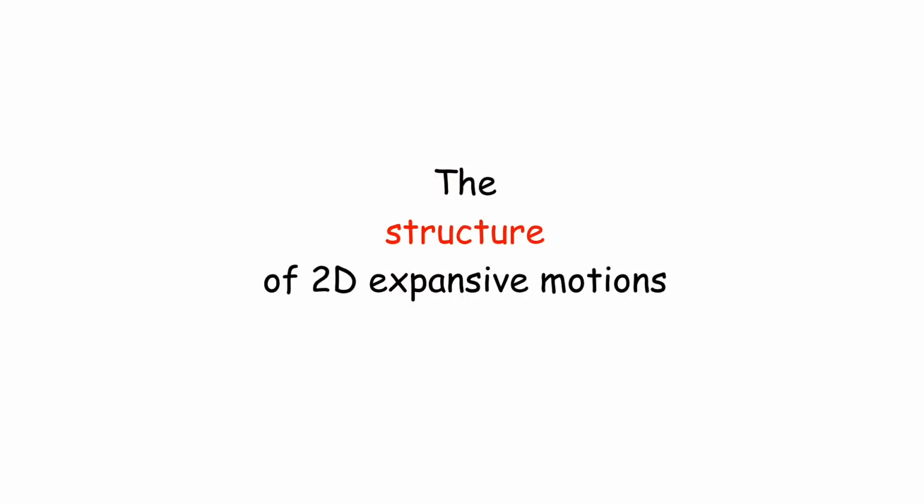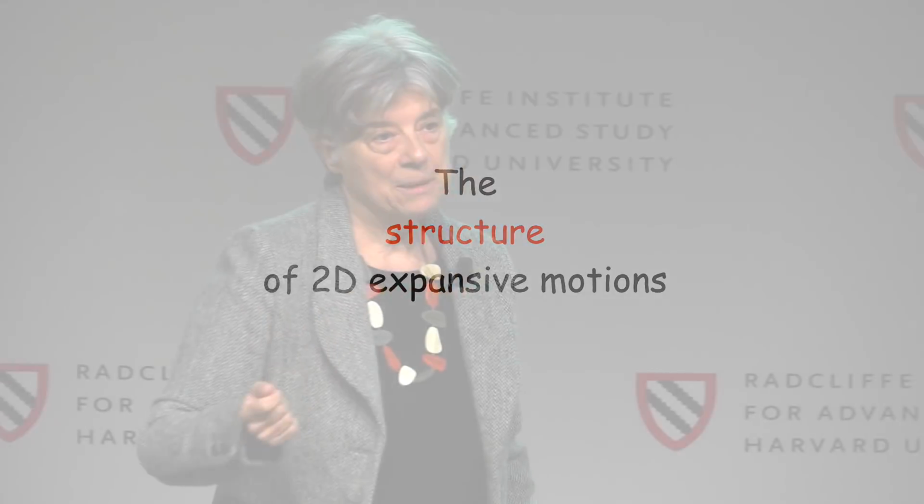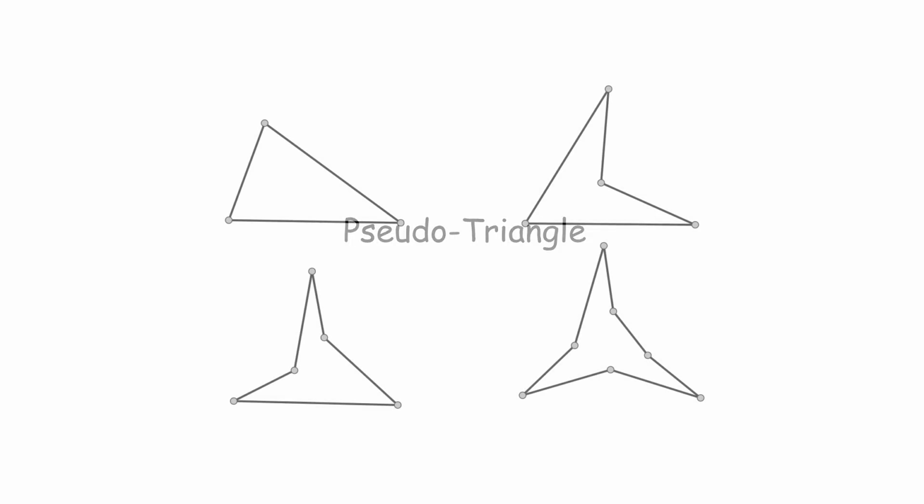Good, so these are the definitions. I gave you some very simple examples, but the reality is that we fully understand these structures. So let me tell you quickly about the structure of 2D expansive motion. And I need to introduce one more concept, pseudo-triangle. So we see here a triangle. Everybody knows what a triangle is. We have seen this little object. It's a pseudo-triangle. These also are pseudo-triangles, and here's how you can recognize one.